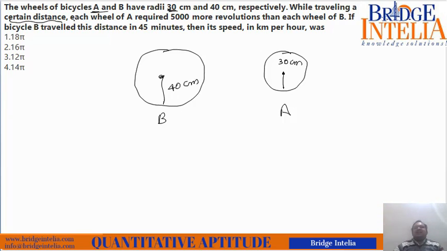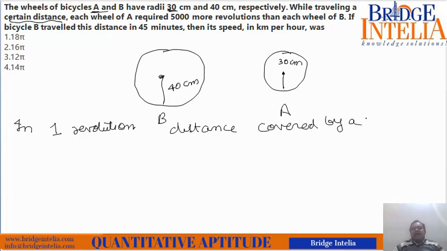While traveling a certain distance. So by the way, what is the distance covered by a wheel in one revolution? In one revolution, because wheels are given to take vehicle forward, the distance covered by a wheel is equal to its circumference.